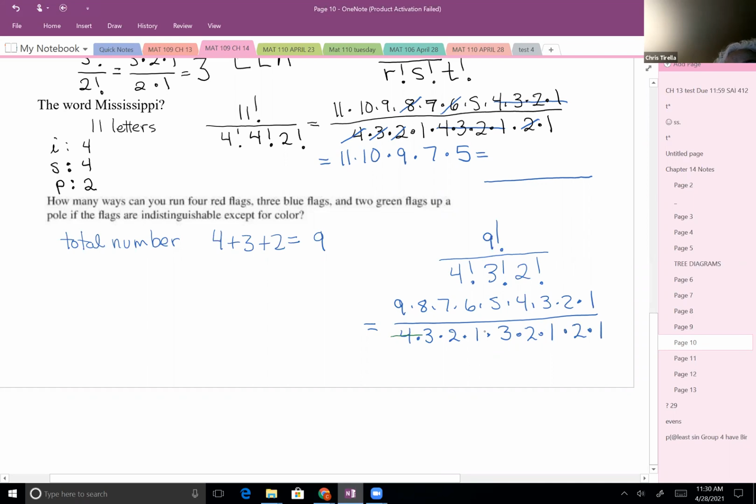4, 3, 2, 1 cancels out 4, 3, 2, 1. 3, 2, 1 divides out 6. And we can say that 2 goes into 8 4 times. So I'm left with 9 times 7 times 5 times 4, which would be 63 times 20. Well, 2 times 63 is 126, and then I'll add that 0.